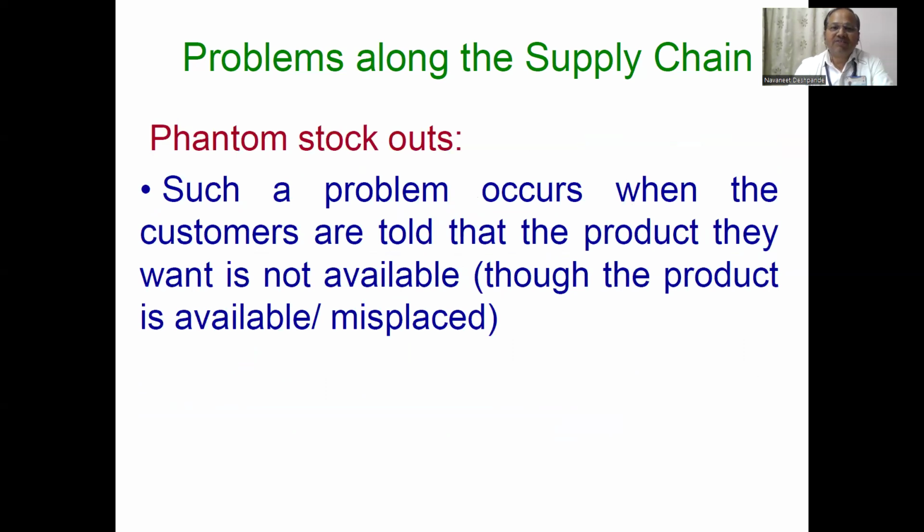Another challenge could be phantom stockouts. It could happen that the company has produced a lot of goods, but then there is a sudden stockout. Such a problem occurs when customers are told that the product they want is not available, although it is available somewhere in the supply line.